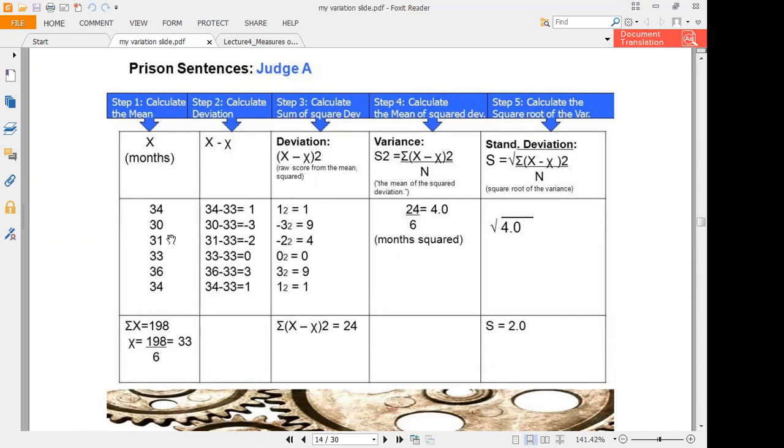Now look at this thing. We are going to apply the same way. We need to calculate the mean first. So that means we add all these things together. If you add these numbers together, you are going to get 198.